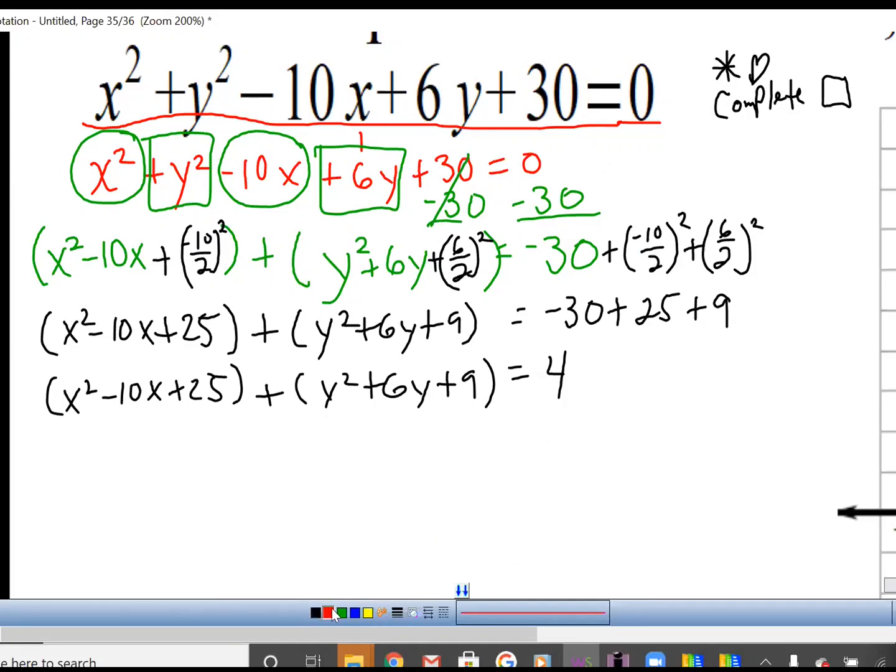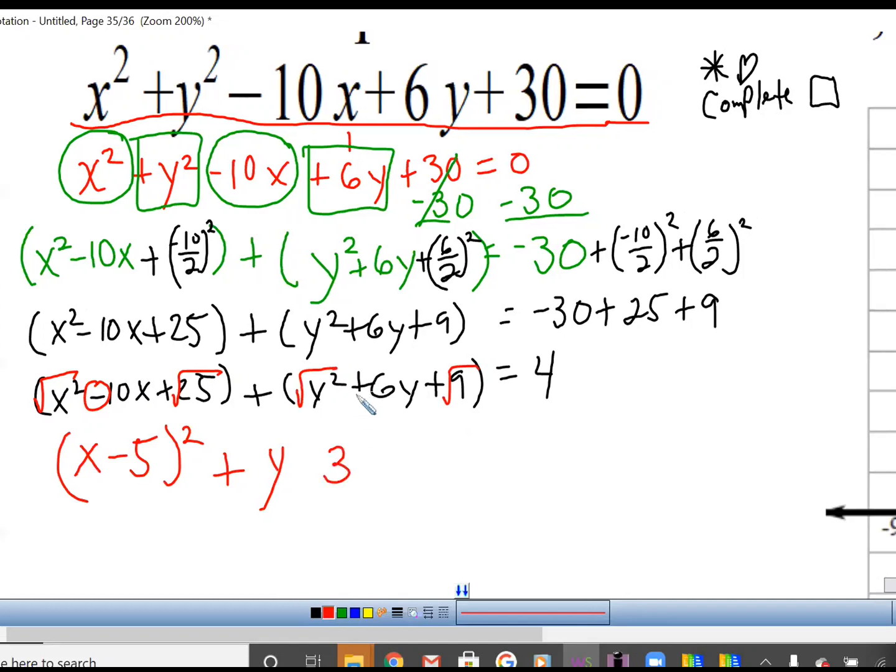Now, if this was to be a regular equation, and it didn't have the y and the y squared, but it had this, we needed to factor this trinomial, is that correct? So how do we factor this trinomial? Using the shortcut. What is the square root of the first? x, square root of the last, 5, sign of the middle, minus, squared. Now we're going to do the same thing for this trinomial. Square root of the first, y, square root of the last, 3, sign of the middle, plus, and we write that squared, and all that equal to 4.